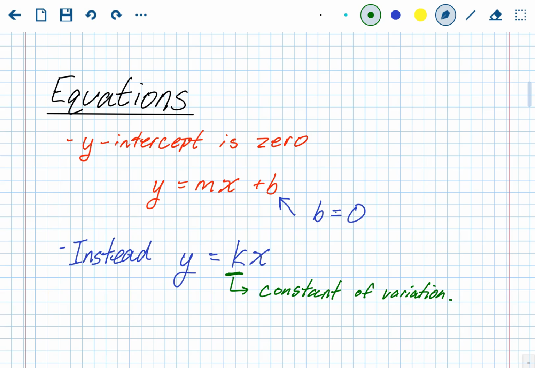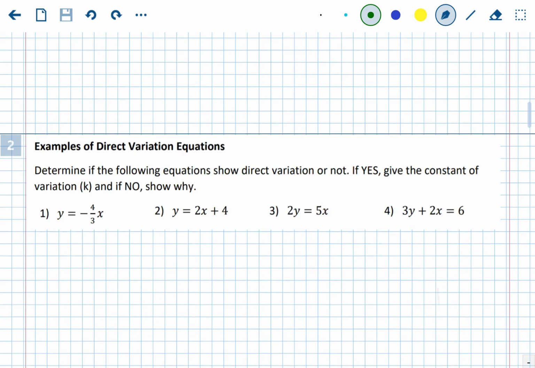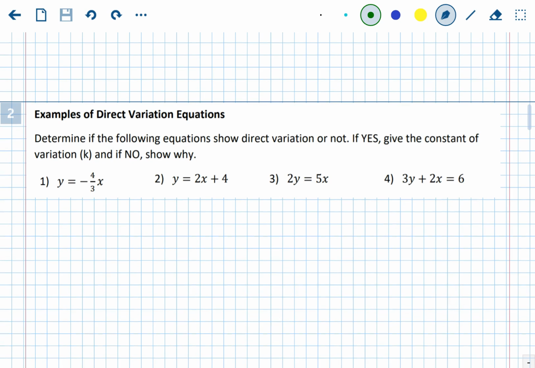If it has a y-intercept, it's not direct variation. And your slope still works as slope, still rise over run, change in y over change in x. Your slope is now also called your constant of variation. That's going to be the factor that changes your y value. So let's look at some examples of equations. In these examples, determine if the following equations show direct variation or not. If yes, give the constant of variation, the k value. If no, show why.